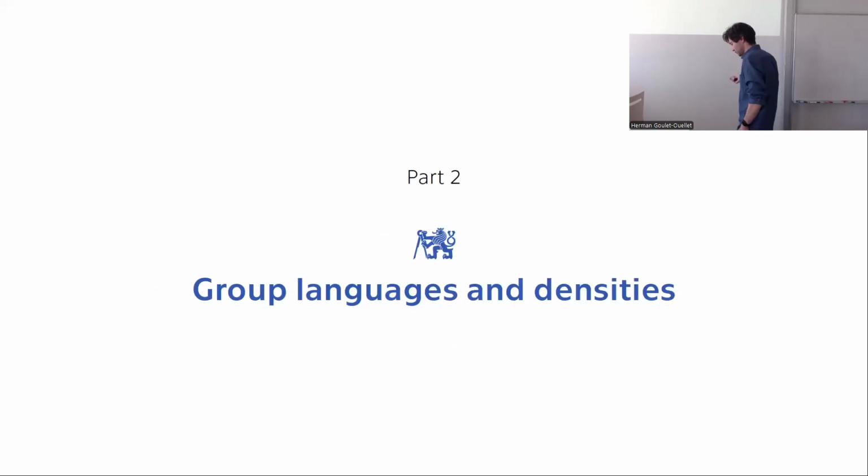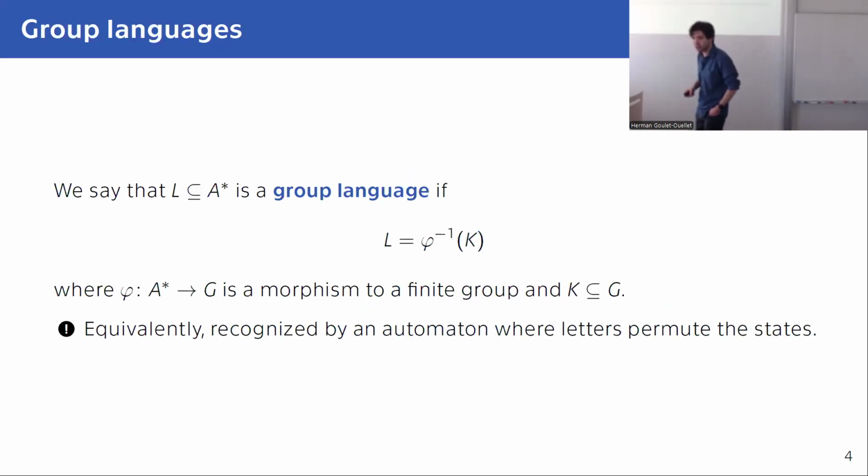So let's move on to group languages and densities. First of all, what is a group language? There's the automata point of view, but there's also, very conveniently, an algebraic point of view, which is that a group language, I will define it like this, is a set of the form L = φ^{-1}(K), where φ is a morphism from A* to a finite group G, and K is a subset of G. So we fix a group, and we fix a morphism from A* to G, which basically means we're sending each letter to a group element, and we're interpreting words as products in that group.